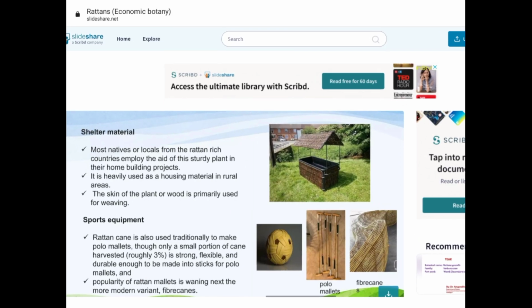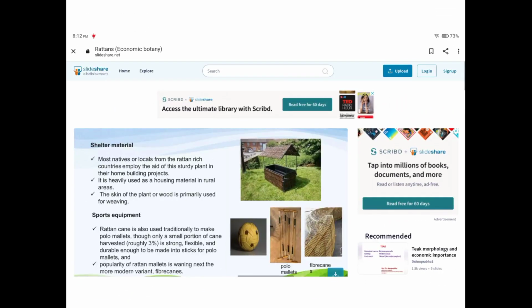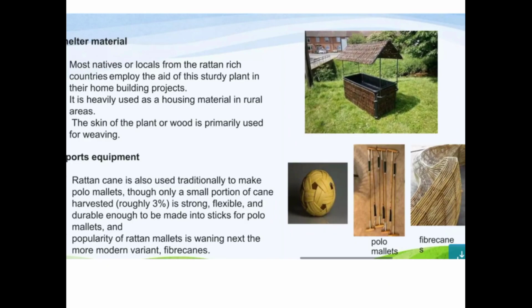Okay, now we have shelter material also. In shelter material, most natives and locals use rattans, making shelters, like sturdy planning in their home. It is heavily used as a house material in rural areas. People make houses from them.